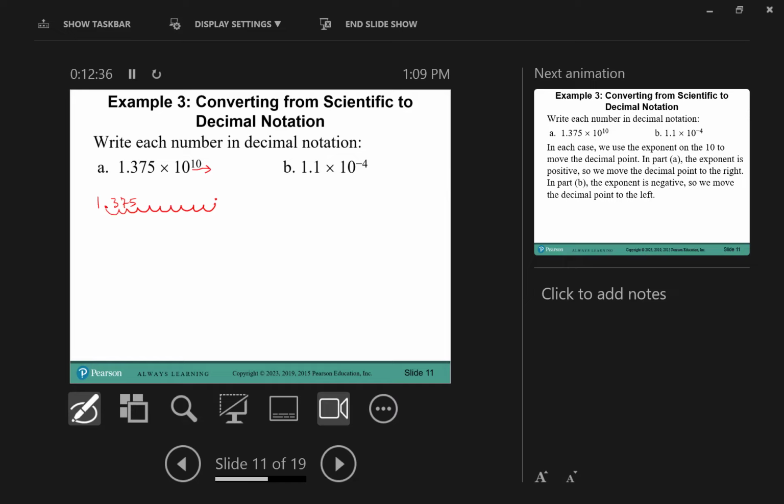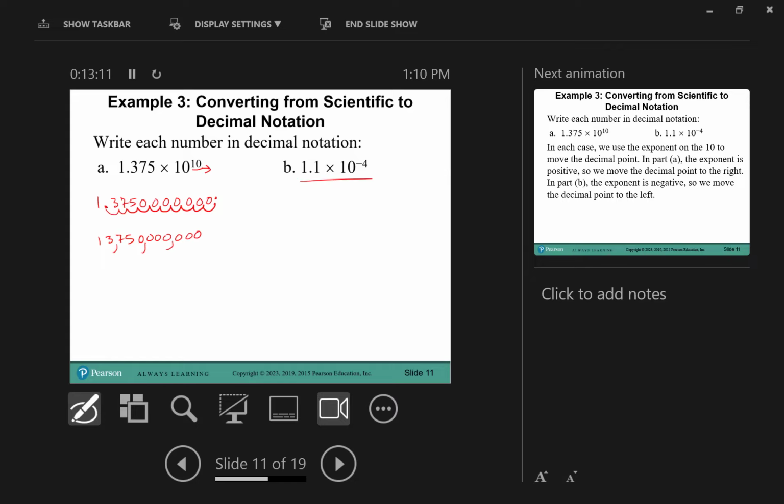It's fairly messy here, so I'll rewrite it as 1, 3, 7, 5, and then I have 1, 2, 3, 4, 5, 6, 7 zeros, and I'll throw in my commas to make it look somewhat decent, right? So that's 13,750,000,000, right?